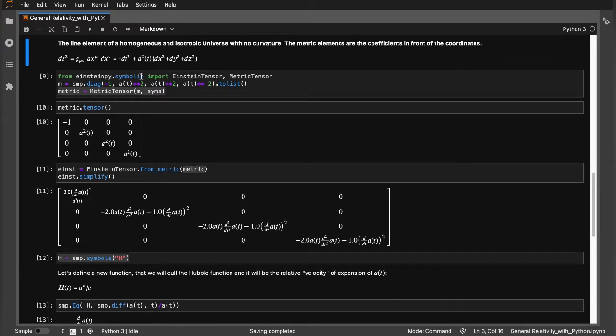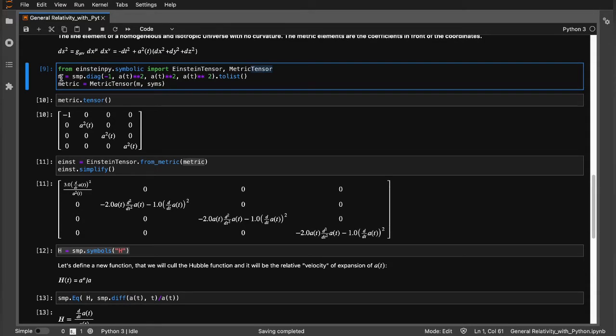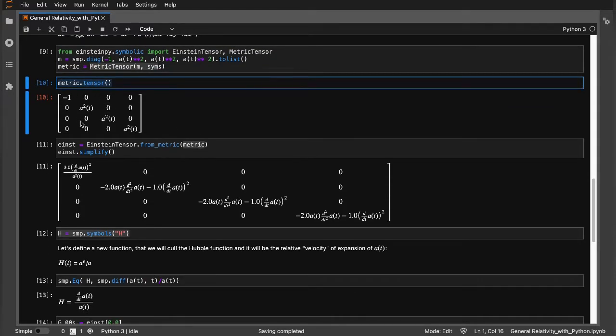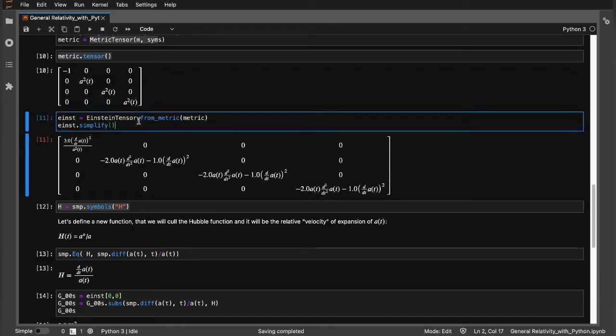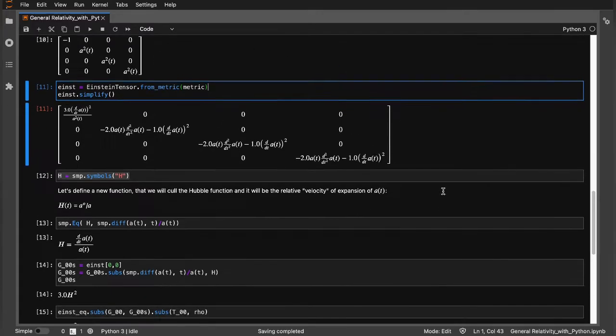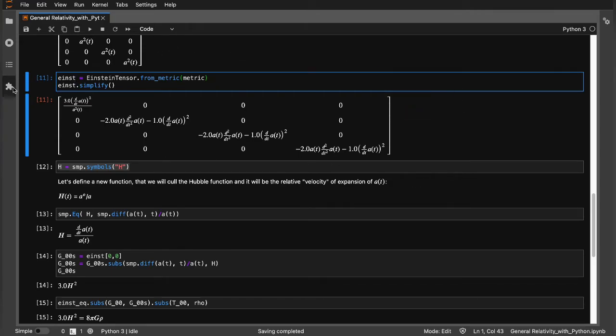After that we import the Einstein tensor and metric tensor from einsteinpy.symbolic, and we define a matrix M which has diagonal elements as described. The matrix will be a metric tensor, and this is the final metric that we get from M. After that we use the Einstein tensor from the metric, transforming the matrix that we got above. This gives us the final matrix on which we can perform our project.